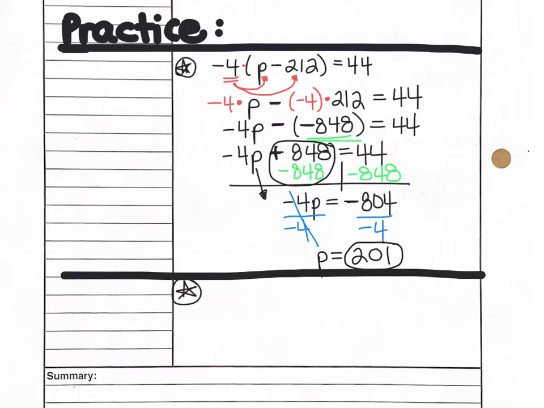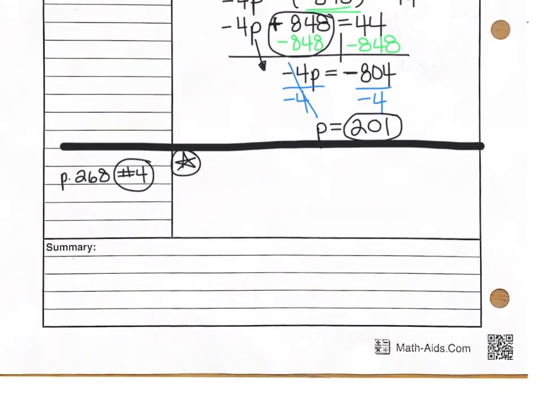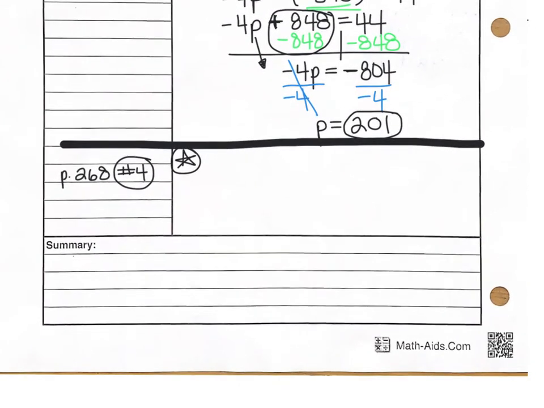Let's try another question together. The next question that we'll try together is question number 4 on page 268. So again, I'm going to move my paper up a little bit here so we have plenty of room to work. This question reads, a family of 7 bought tickets to the circus. Each family member also bought a souvenir that cost $6. The total amount they spent was $147. How much did one ticket cost?